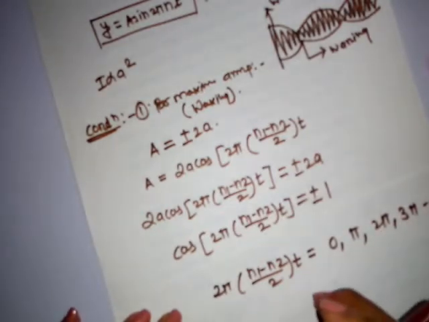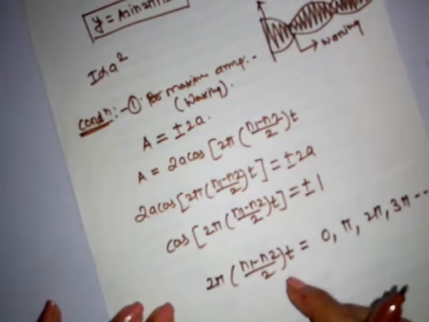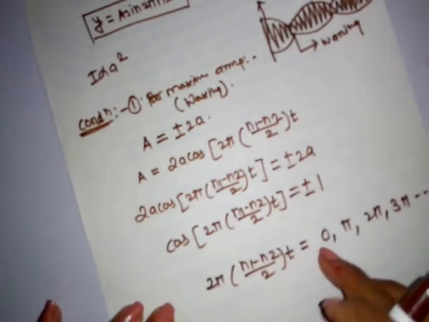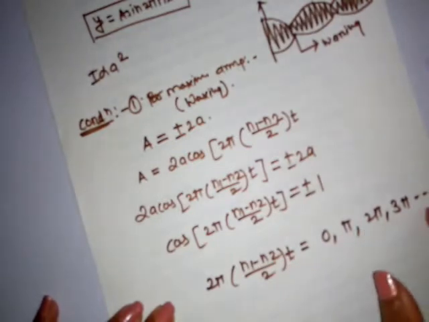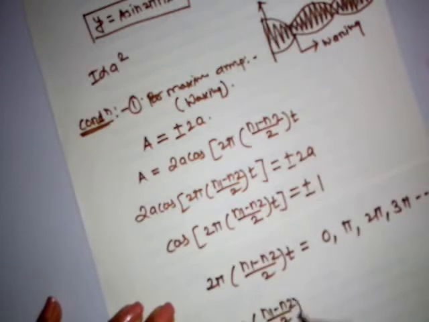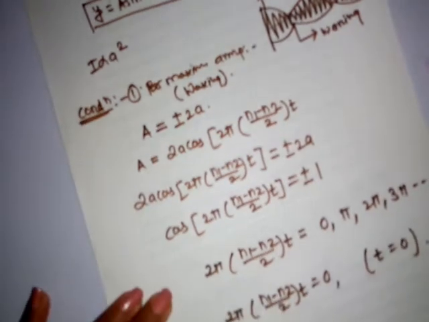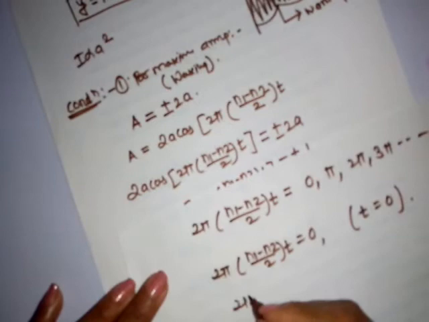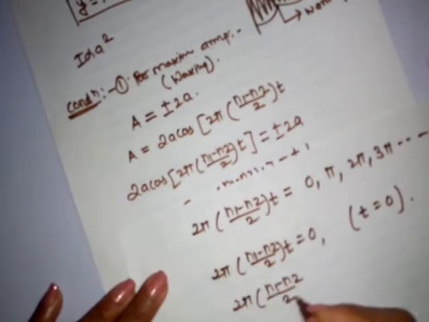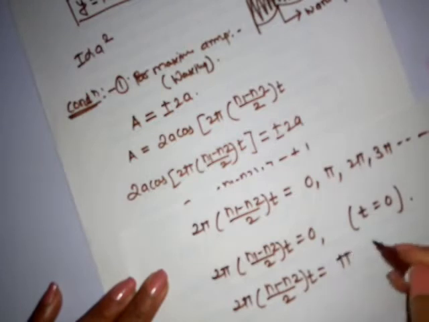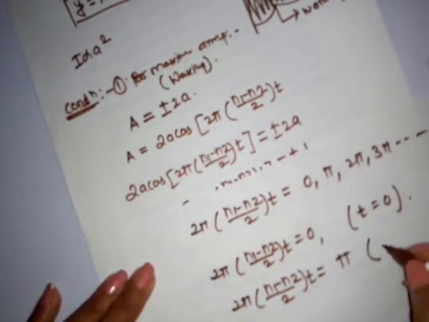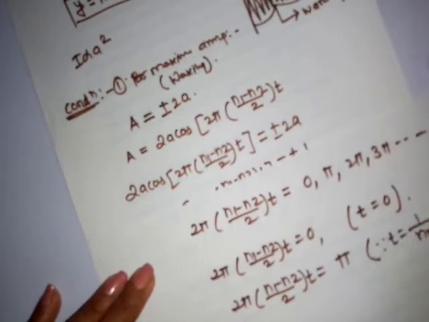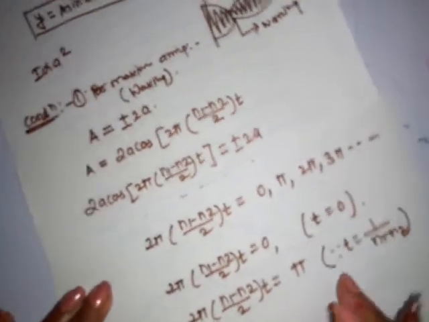For this purpose we have to calculate the values of t, and for the values of t compare this phase with this bracket one by one. Means after comparing, 2 pi (n1 minus n2) upon 2 into t is equal to 0. Then here we get the value of t as equal to 0. Now for the next value, if we compare 2 pi (n1 minus n2) upon 2 into t with pi, then here we get the value of t as t is equal to 1 upon n1 minus n2. How?